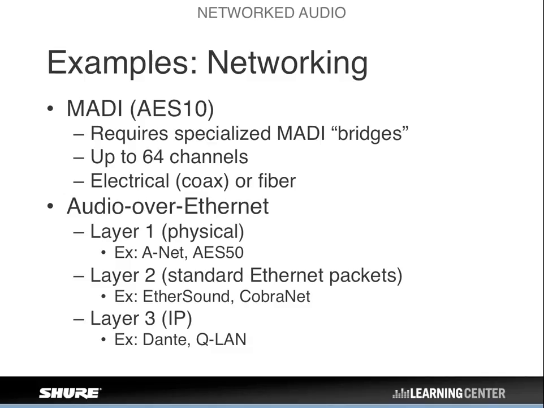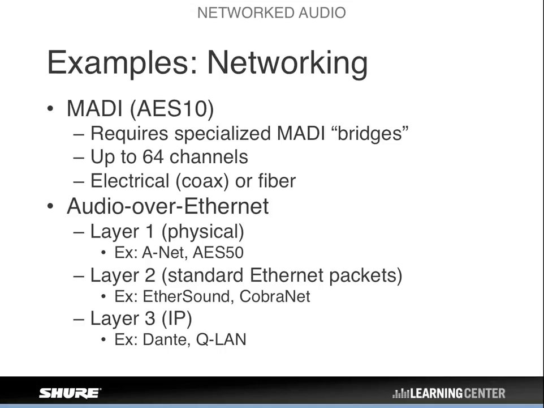But suffice it to say, some of them just exist at what's called the physical layer, or layer one, which means that it's audio over Ethernet only in that it uses standard Ethernet hardware, that is Cat5e or Cat6 cable and Ethernet switches, but the actual communication doesn't follow any Ethernet protocols. So things like Avion's A-Net and the AES-50 standard are physical audio over Ethernet type connections. But when you get into layer 2, now you're looking at things like EtherSound and CobraNet that are actually using Ethernet protocols for the communication.